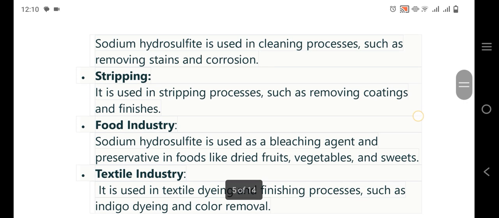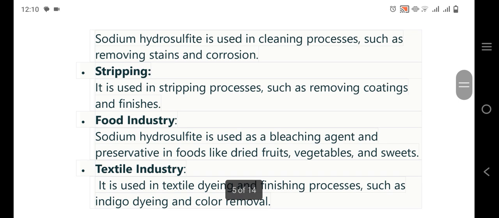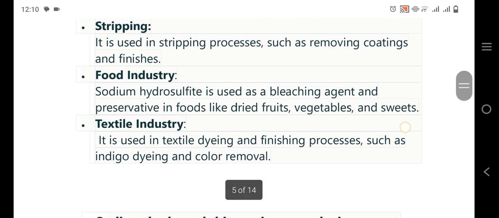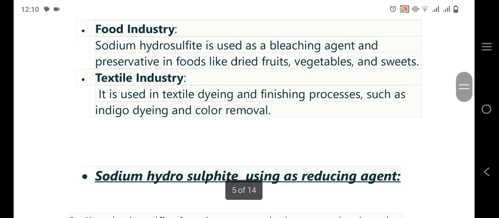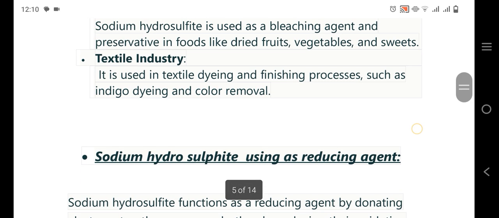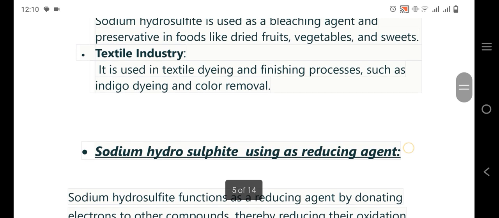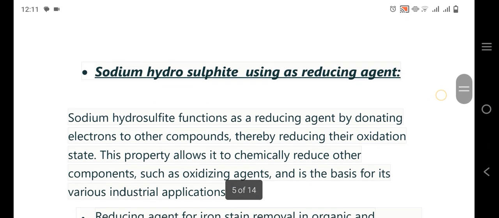The next one is stripping. For removing coatings and finishes, we use sodium hydrosulfide in stripping processes. How can we use sodium hydrosulfide in the food industry? Sodium hydrosulfide is also used as a bleaching agent and preservative in foods like dried fruit, vegetables, and sweets. The next one is the textile industry. Sodium hydrosulfide is used in textile for dyeing and finishing processes such as indigo dyeing and color removal.